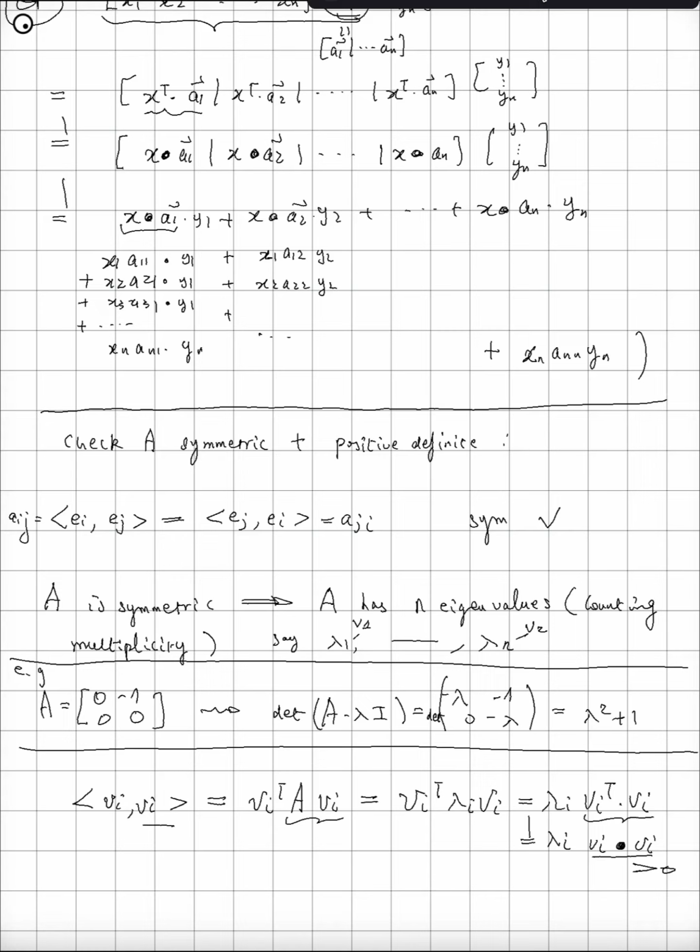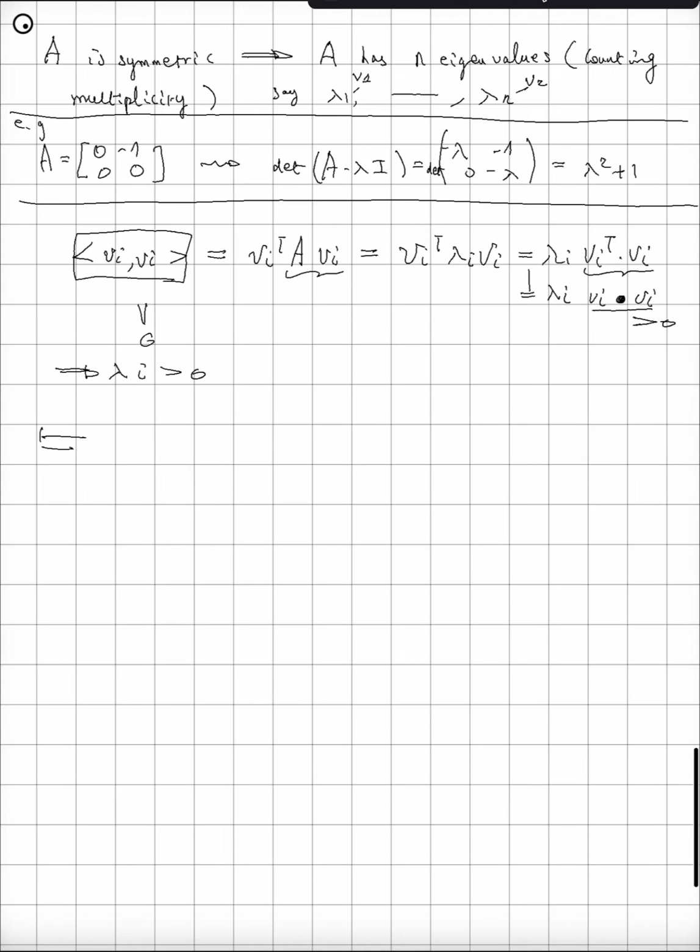And again, this is an inner product, which by the axiom should always be bigger than 0, and it is 0 only when this vector is 0, and so this tells you this is not 0, which forces all these lambda_i to be bigger than 0. That's what we want to prove. Now let's prove the second direction.